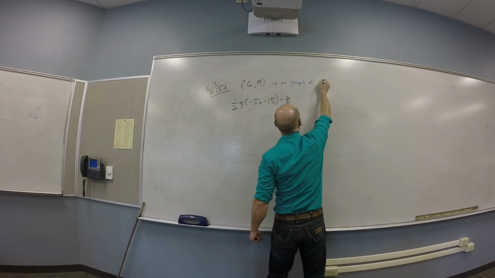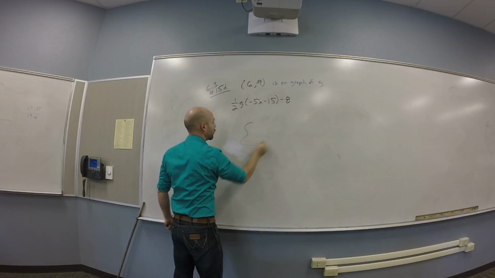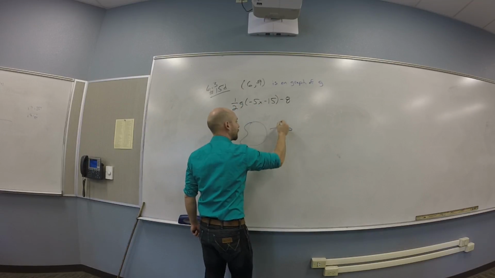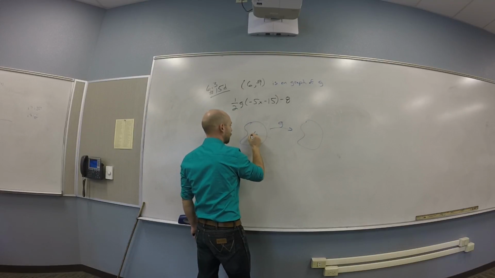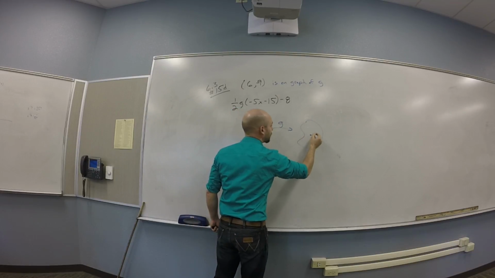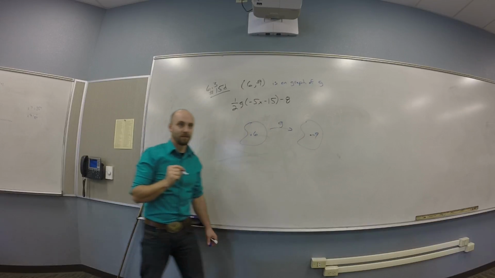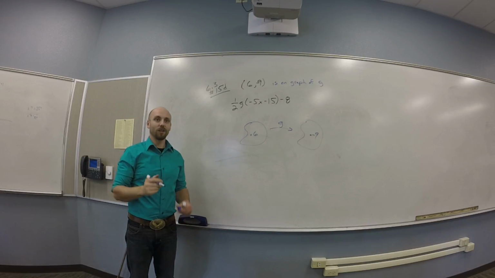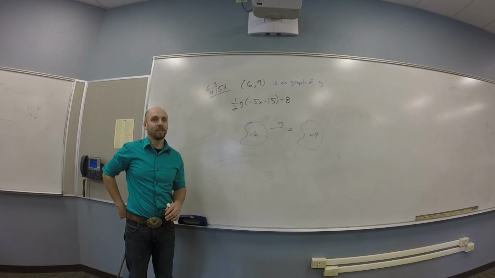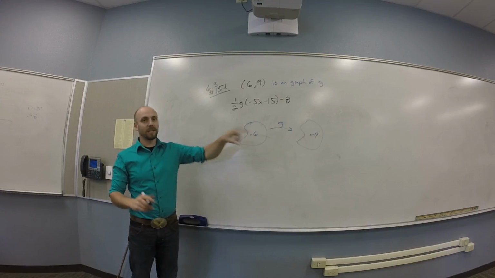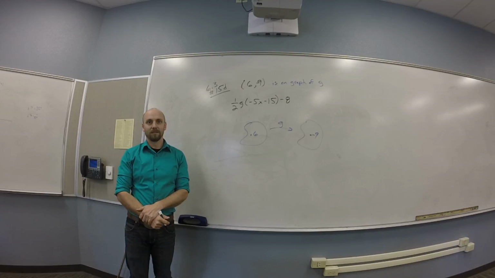Yeah. So what this means is that the rule g, whatever the heck it does, right? The g part of this takes 6 over here and makes negative 9 over there. Like, that's the only thing I know about the rule g. I have no idea what it does to anything else. I just know that it takes 6 to negative 9. You guys all cool with that?